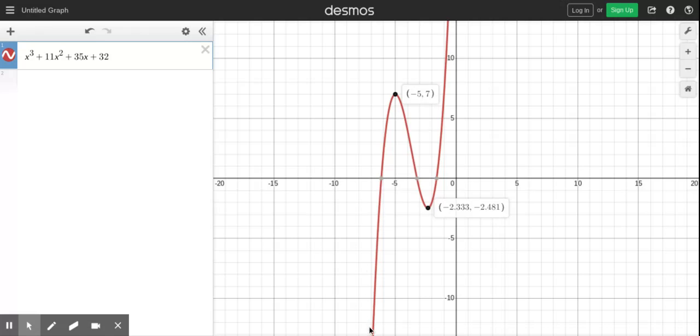So increasing from negative infinity to negative 5, decreasing from negative 5 to negative 2.333, and then increasing from negative 2.333 all the way to positive infinity.